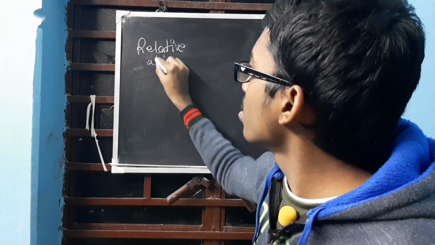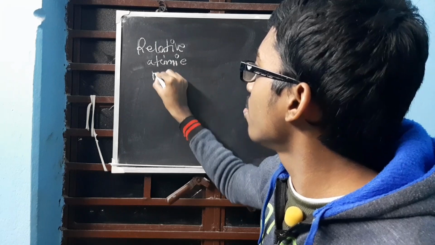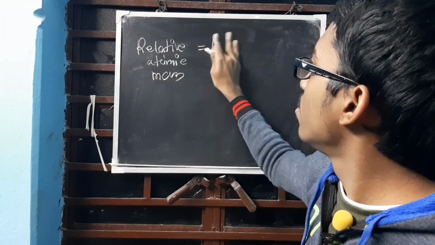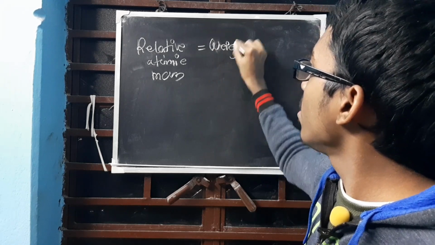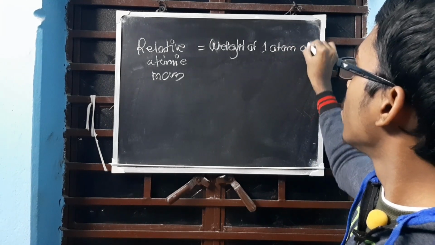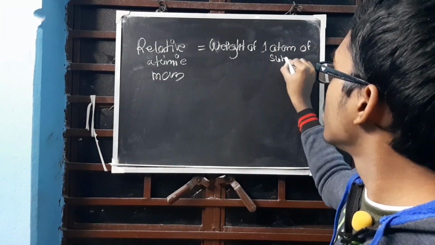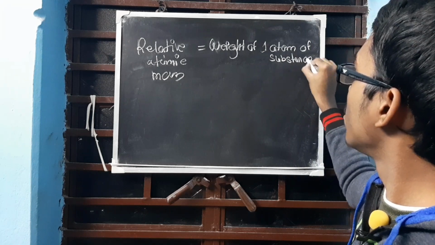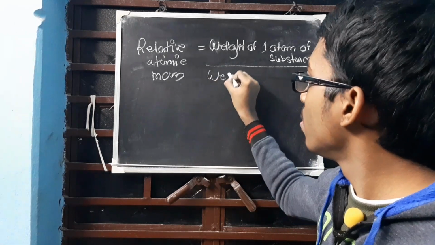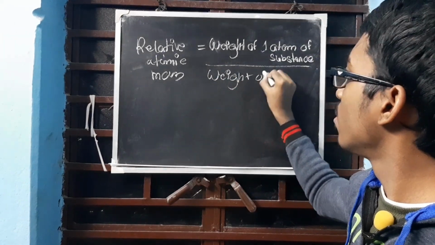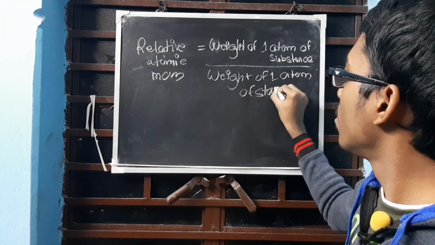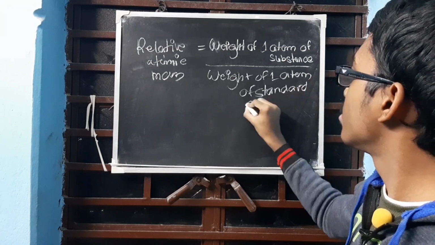Here we are dealing with atomic mass. So let us take right now atomic mass. Relative atomic mass will be equal to the weight of one atom of substance divided by the weight of one atom of standard substance.